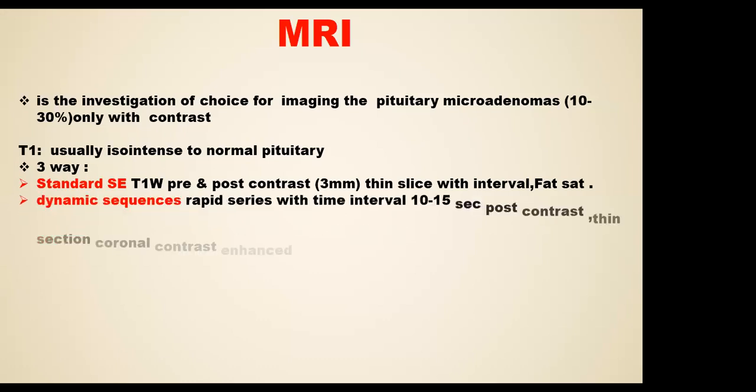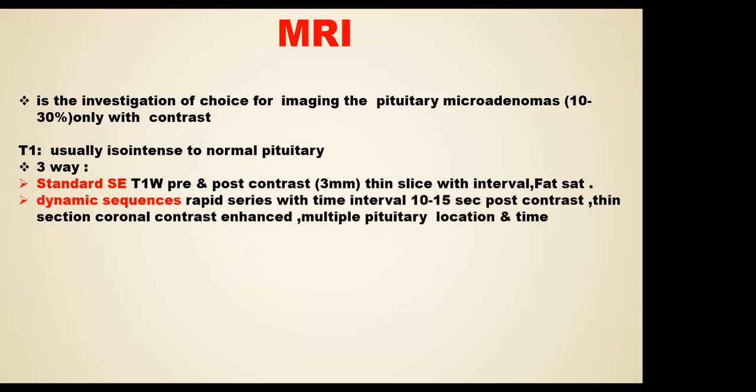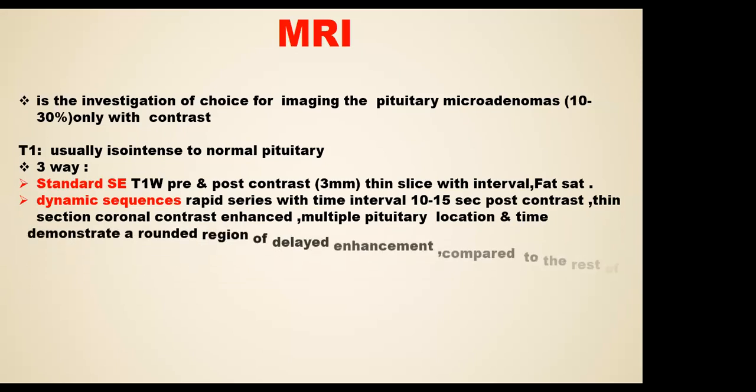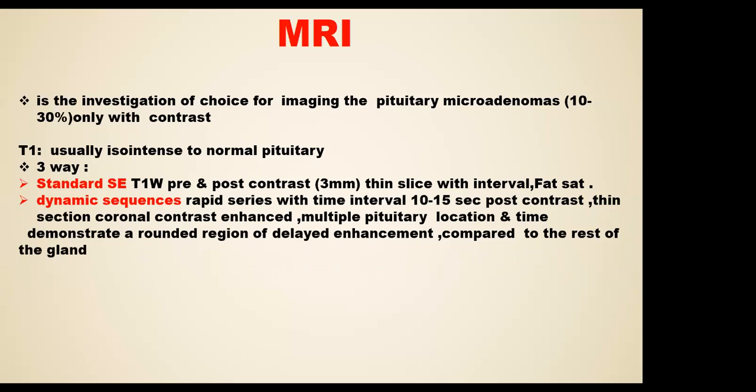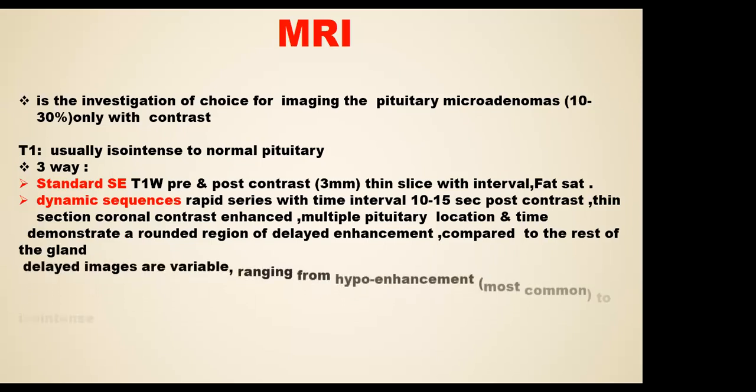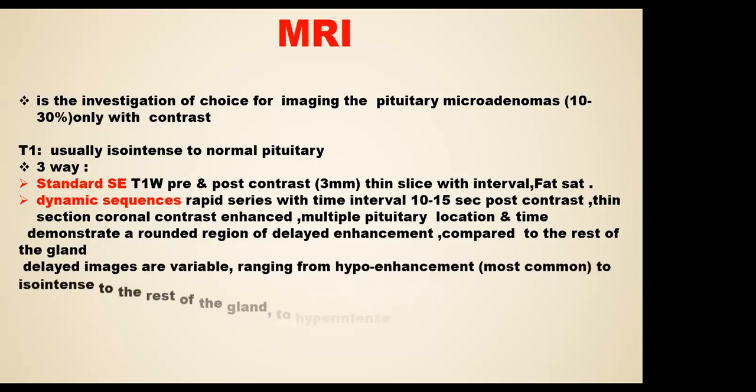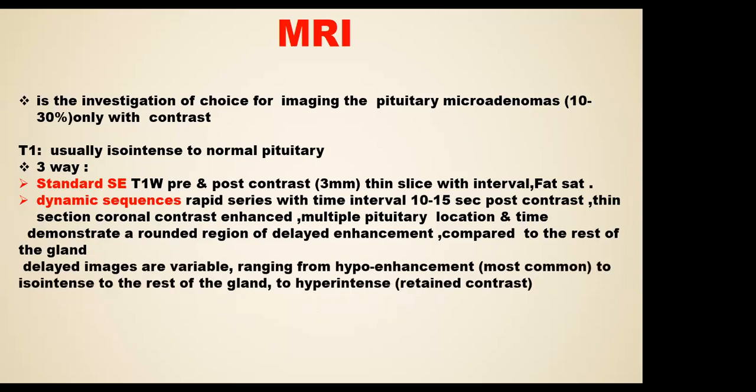Second, the dynamic sequence, a rapid series with a time interval of about 10 to 15 seconds post contrast using thin coronal contrast-enhanced slices at multiple pituitary locations and times, which demonstrates a rounded region of delayed enhancement compared to the rest of the gland, which will enhance. The delayed imaging is variable. It is either hypointense in most cases in comparison to the normally enhancing pituitary gland, isointense, or hyperintense, and retains contrast.